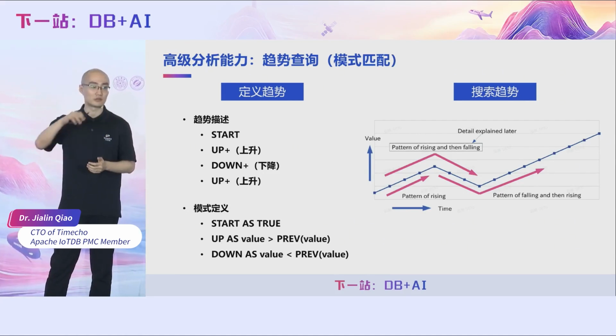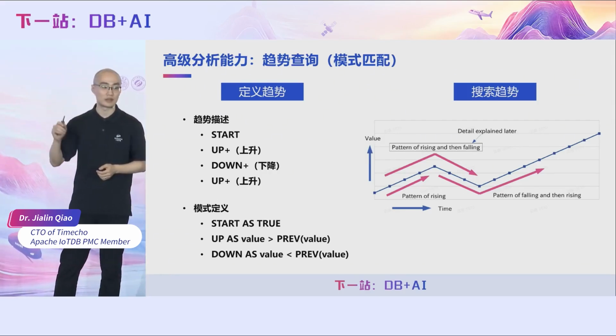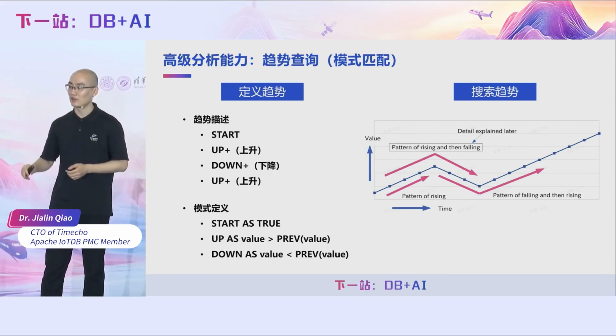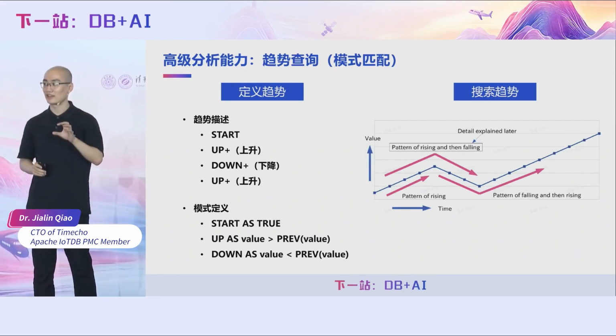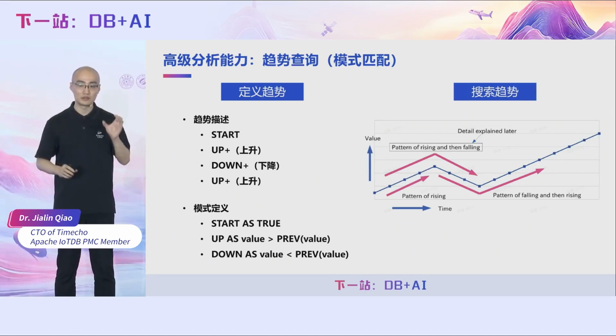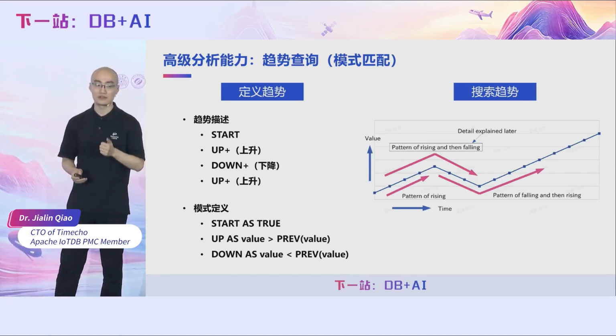In this way, you can describe a complete trend. So using something like up, down, and then up again, we can describe a trend that first rises, then falls, and then rises again. With this kind of description, we can quickly identify the sensitive trends in the time series that we care about. It helps us accomplish the first analysis of time series data.